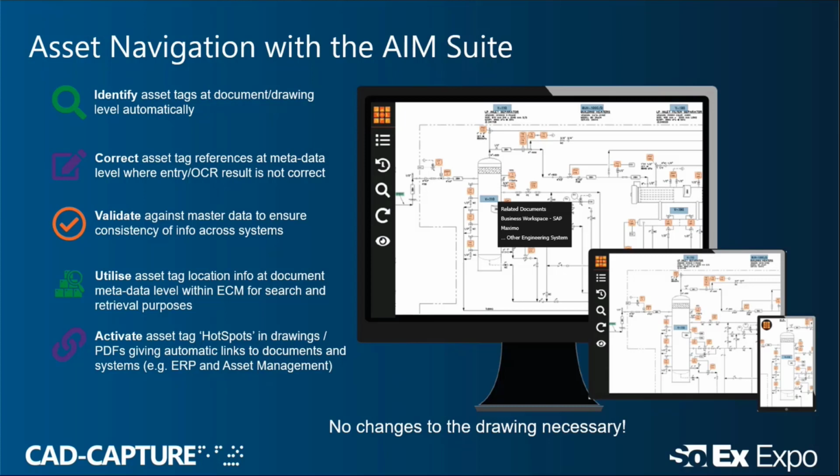And then finally, you can activate that asset tag as a hotspot in the drawings and PDFs, which will give you automatic dynamic links to other systems. No changes to the drawing are necessary, and nothing needs to be done on the individual drawing. All of the rules, the pattern matching, the regular expressions that we use to capture the information in the drawings, that's all done centrally.